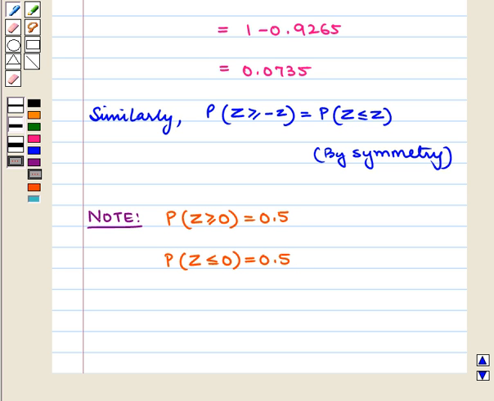So in this session we have discussed the use of normal distribution to find probabilities.